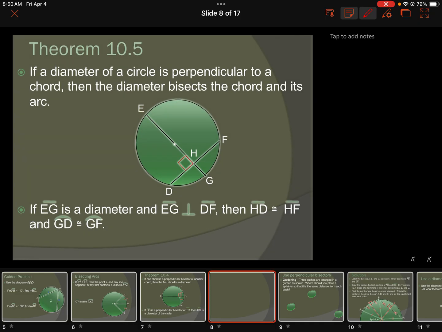Okay, now we also have another theorem. We're going to call this theorem 10.5. Let's say you do have a diameter, and it's perpendicular to a chord. Anytime that happens, it's going to bisect the chord and its arc. So if you know that a diameter crosses a chord, then that makes those the same, and it also makes these arcs the same. So it's going to make those segments of that chord congruent and the arcs congruent.